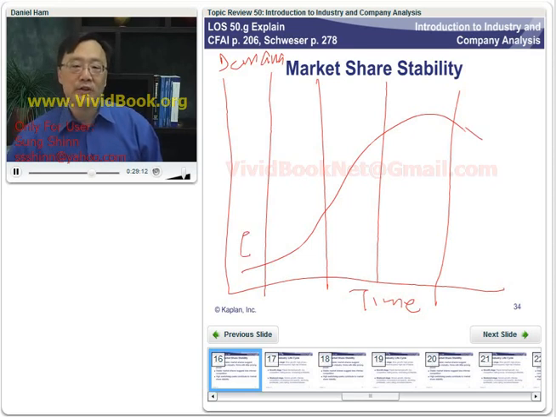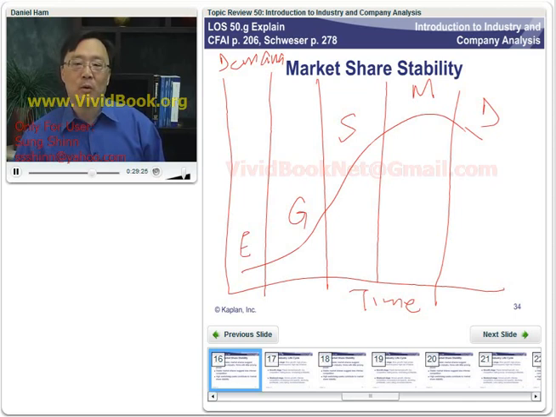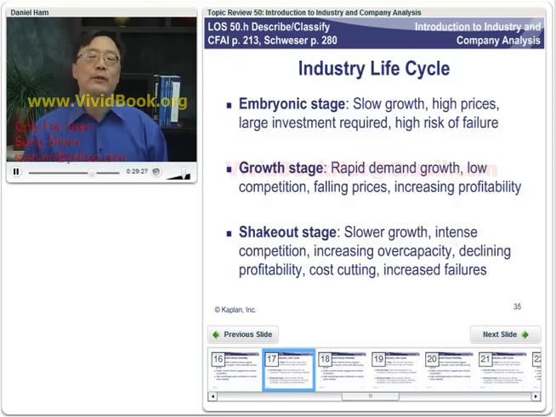The first stage is embryonic. Then you have the growth phase, shakeout, maturity, and decline. We'll go through each one of them and the way I drew it up, so we'll go through in order. And the first phase is embryonic.